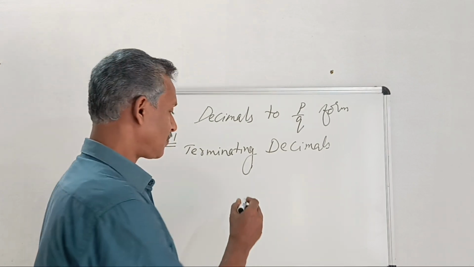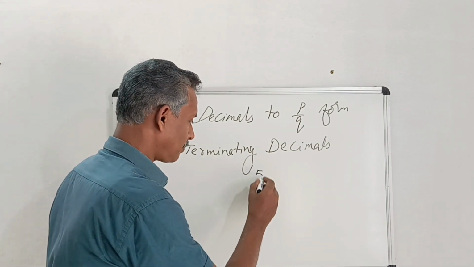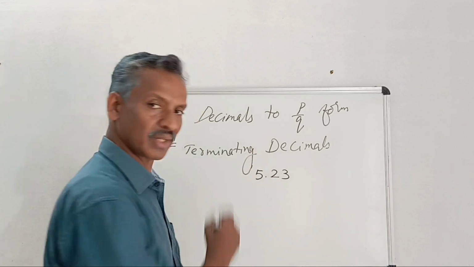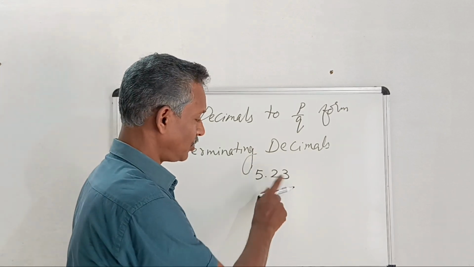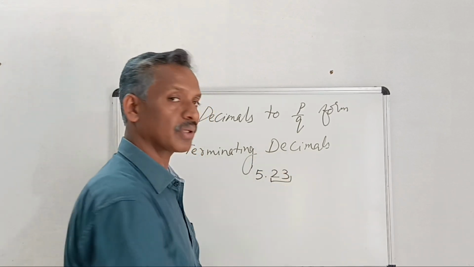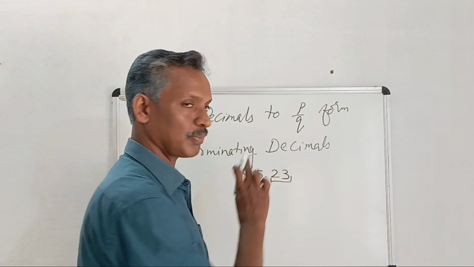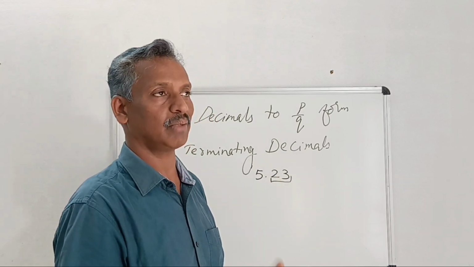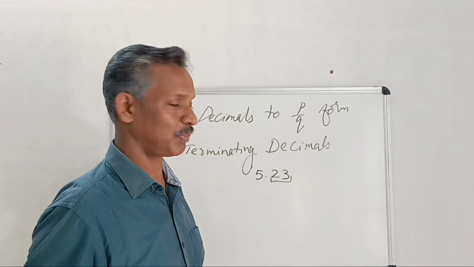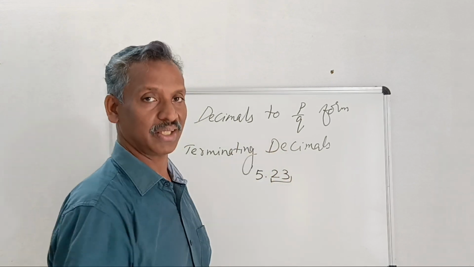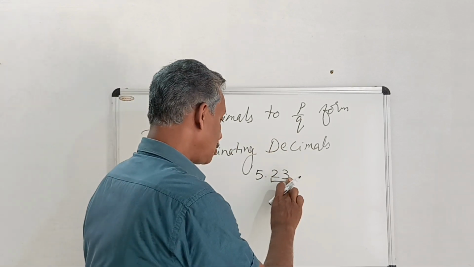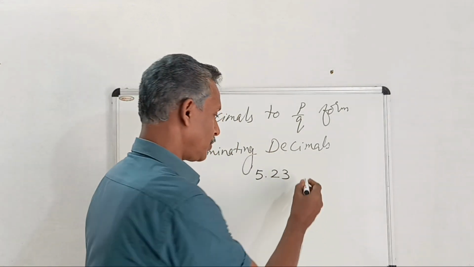Terminating decimal means, for example, if you take 5.23, after the decimal point, we have a limited number of decimal places. Here two decimal places, maybe 3, maybe 10, maybe 100, a fixed number of decimal places. They are called terminating decimals. How do we change this into p by q form?